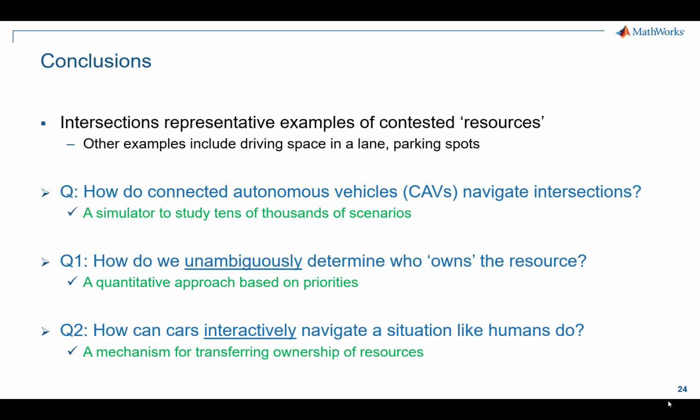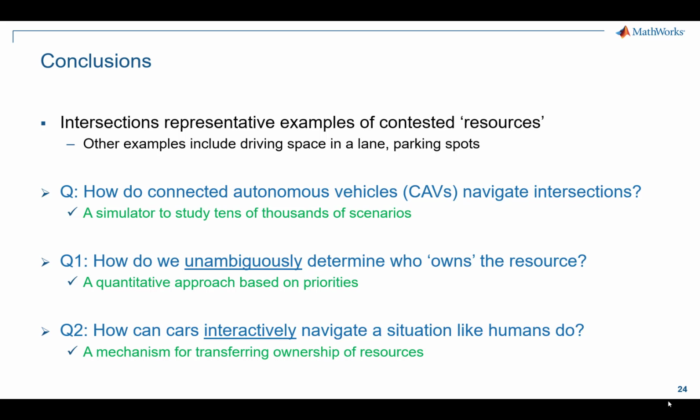All right. So to conclude my talk, in this paper we looked at intersections that are representative examples of contested resources that can be interactively navigated. And other examples for this could include driving space in a lane when you're driving next to another car on a highway and you would like to change lanes, and you ask a similar question to a neighboring car to try to buy a privilege. But also parking spots in contested spaces.